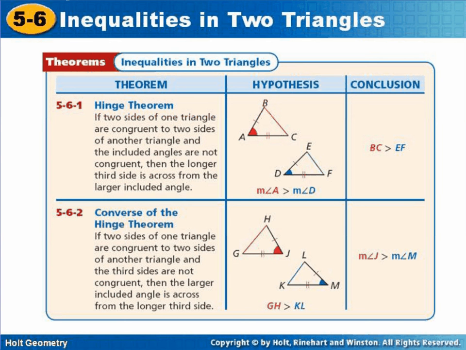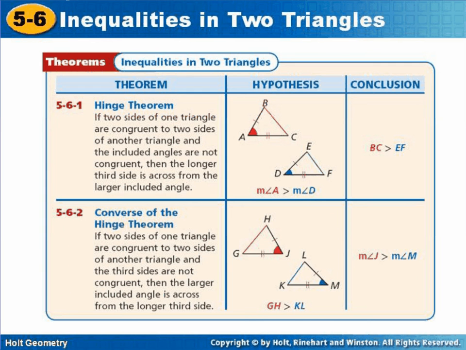And the converse says that if two sides of one triangle are congruent to two sides of another triangle, and the third sides are not congruent, then the larger included angle is across from the longer third side.